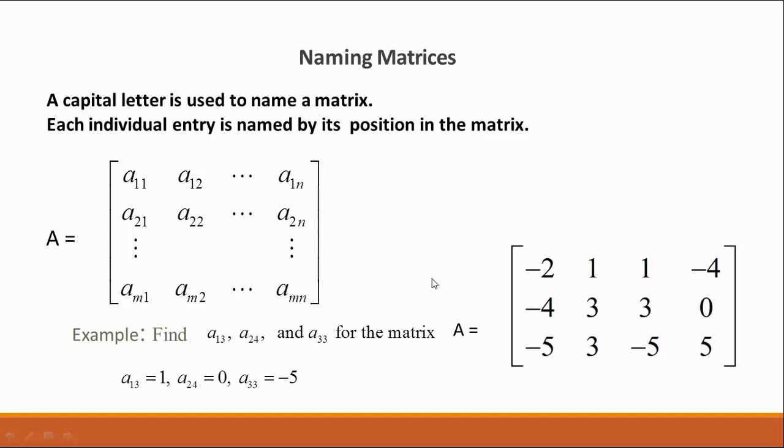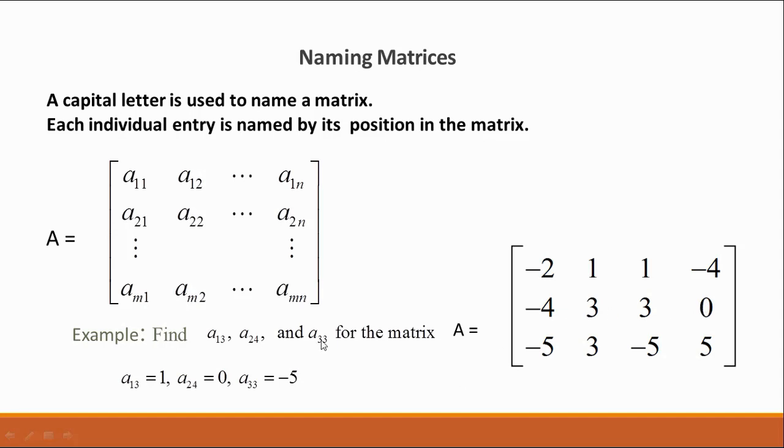For example, here you see a matrix. This is a matrix A. If we try to find the element A13, the element A13 means the element of first row and third column. This is the first row and third column. So the element of first row and third column is 1. Now A24 means the element of second row and fourth column. This is the second row and fourth column. So the element of second row and fourth column is 0.